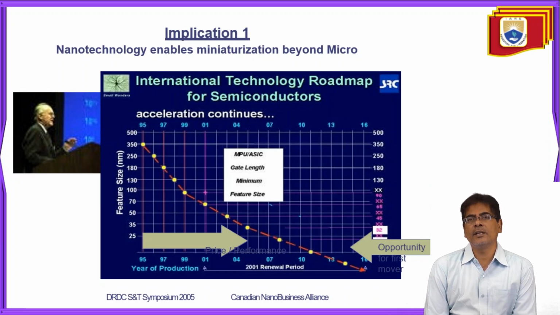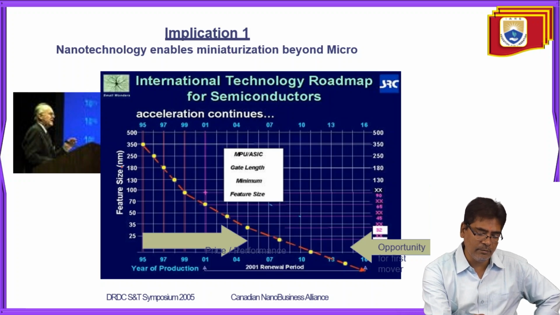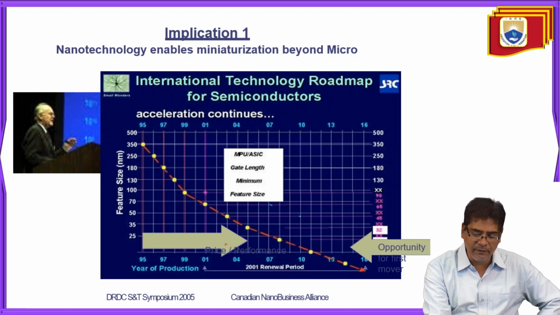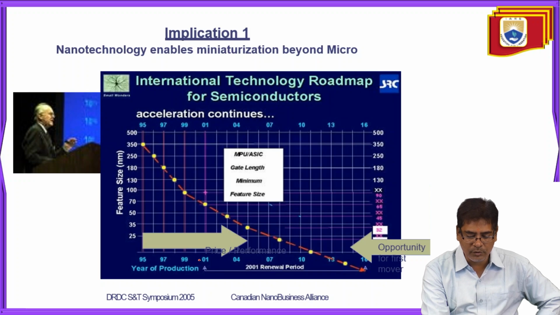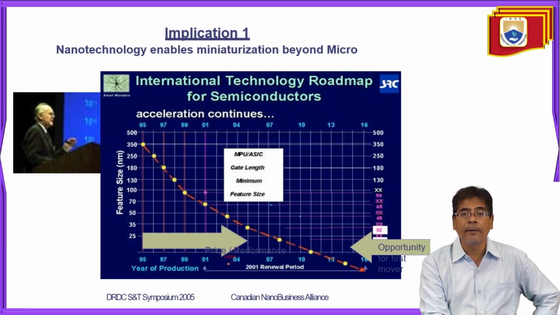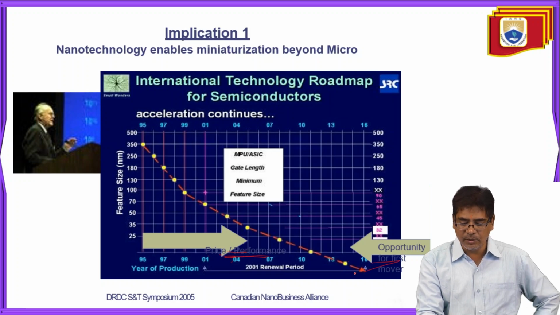The International Technology Roadmap for Semiconductors shows that the acceleration continues. Here is the feature size in nanometers, coming down to 350 nanometers, then 250, 180, and 25, across the years of production 95 to 97, 99, 2001, 2004, 7, and 10. So this is the opportunity, and this is the price performance.